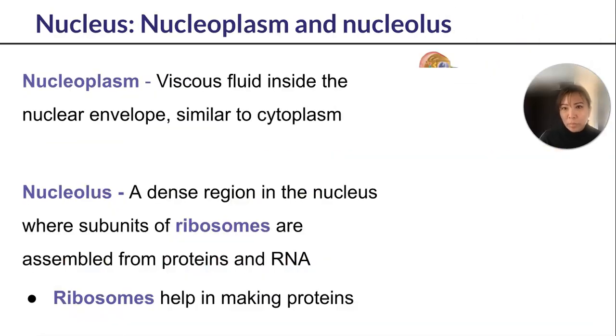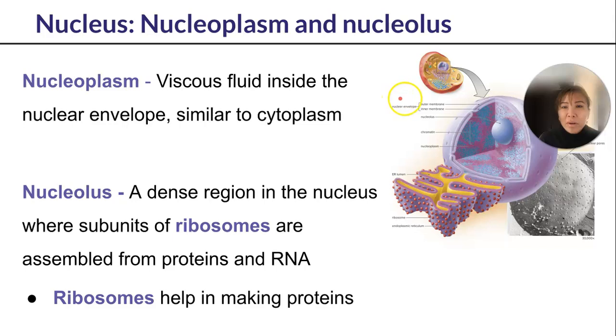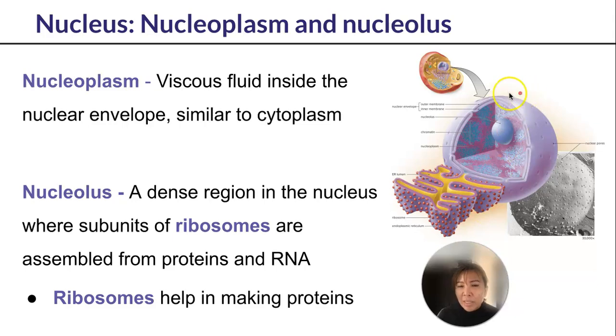Okay, so the other structural part of the nucleus is the nucleoplasm, which, similar to cytoplasm, is this viscous liquid right in here. So we can kind of think of it as the purple stuff. And it's similar to cytoplasm. It helps keep support of the different other components that are within the nucleus.